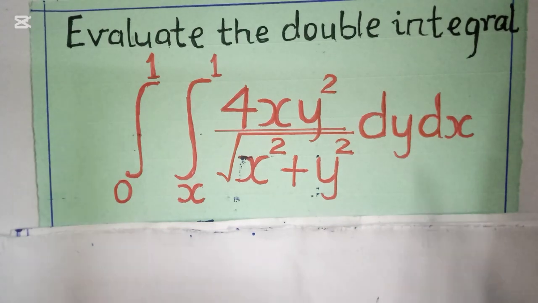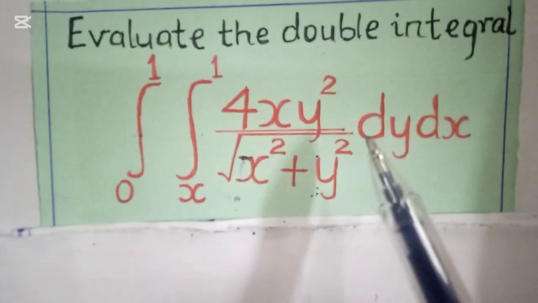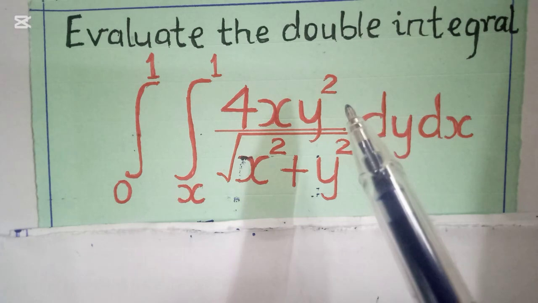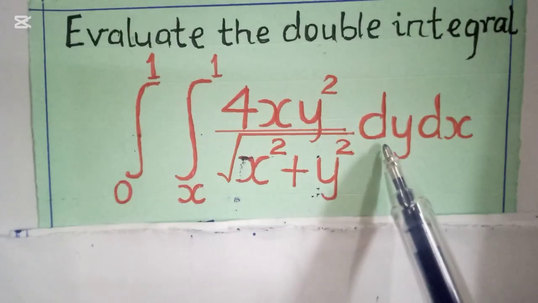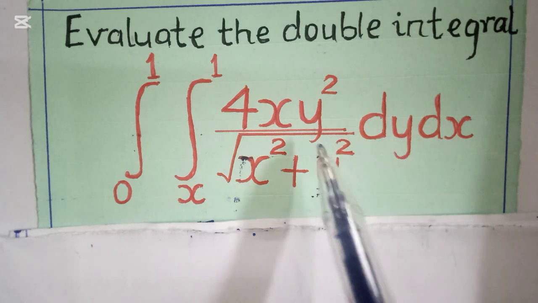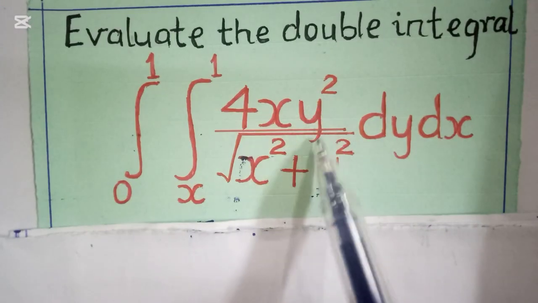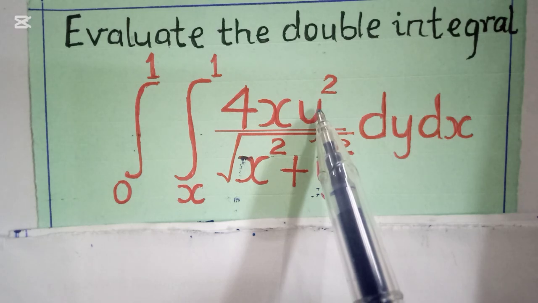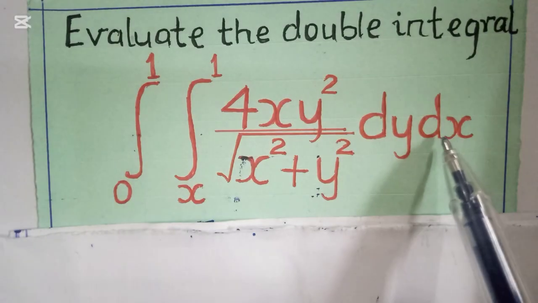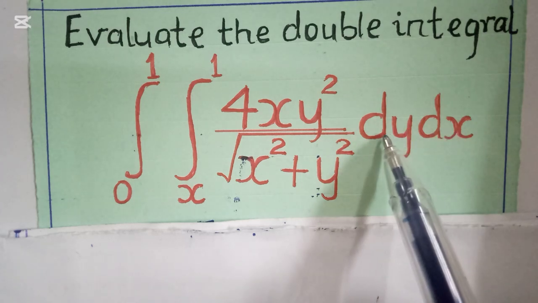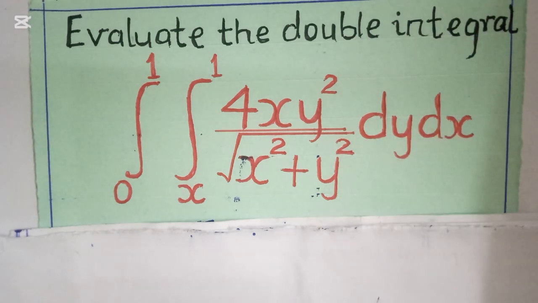So the first thing guys we are going to do is draw the domain. The reason is that if we start with dy, there is a problem: this y squared will not be eliminated easily. Therefore I want to change the order so that dx comes here and dy comes here. But before we do that, we have to draw the domain diagram, or a sketch of the domain.